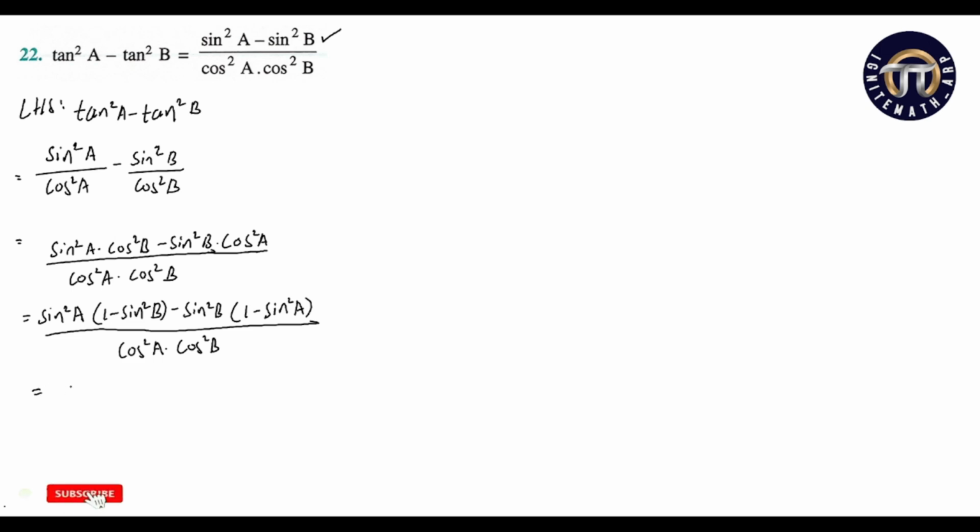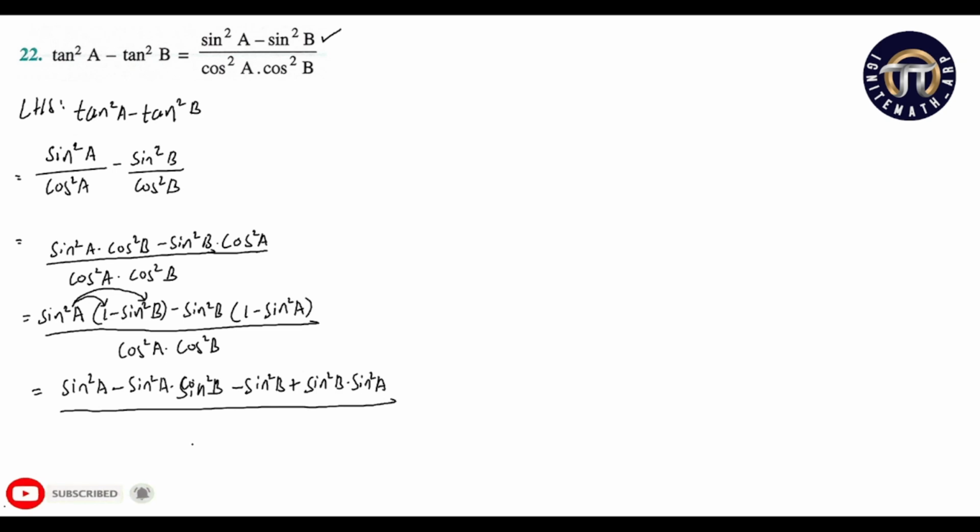Now when I multiply this, I'll get sin square A minus sin square A into sin square B, because once with this and once with this I need to multiply, and minus into minus is plus sin square B into sin square A. I'm going to retain the denominator as it is, that is cos square A into cos square B.